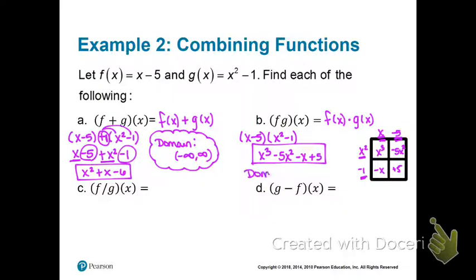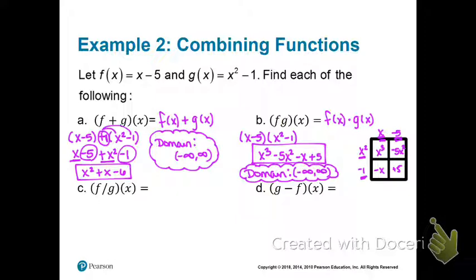And again, just for grins and giggles, let's talk about the domain. Does it have one of the restrictions? Does it have a fraction in it? It does not. Does it have an even root radical? It does not. So therefore, our domain for this one is negative infinity to infinity.